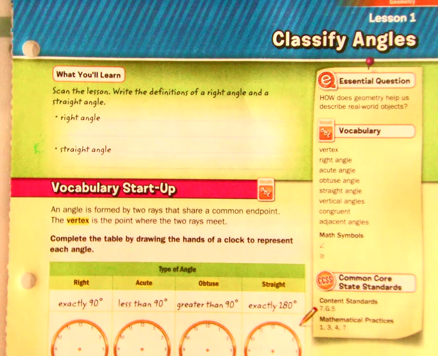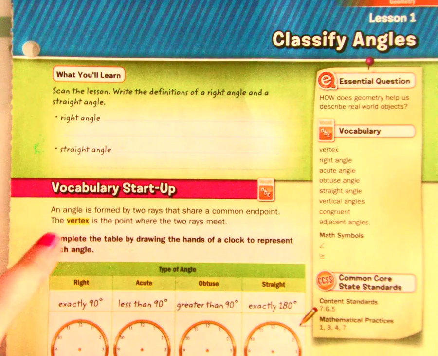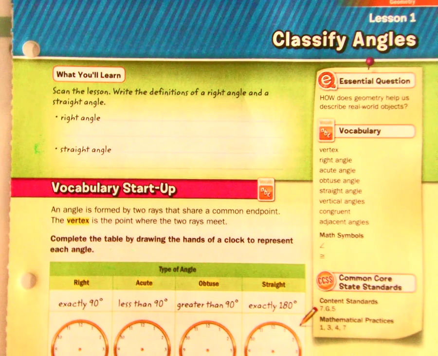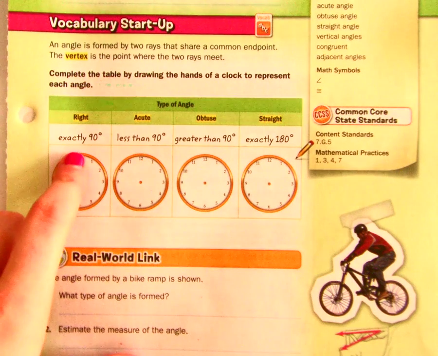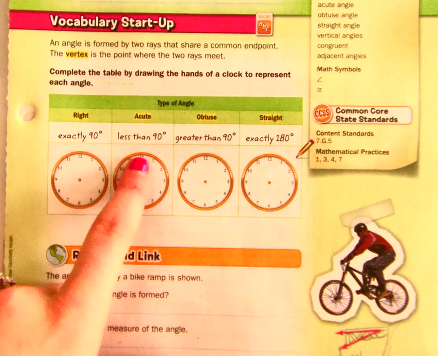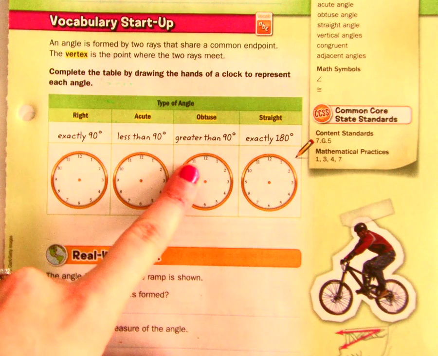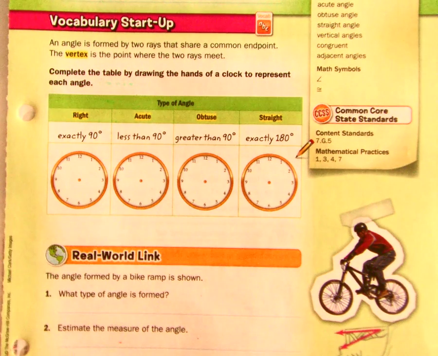Lesson 7.1, classify angles. An angle is formed by two rays that share a common endpoint. The vertex is the point where two rays meet. Different types of angles we're going to work with: we have a right angle, which is exactly 90 degrees. We have an acute angle, which is less than 90 degrees. An obtuse angle is greater than 90 degrees. And a straight angle is exactly 180 degrees.